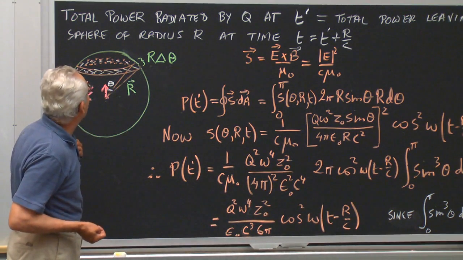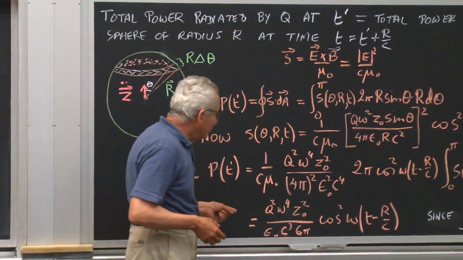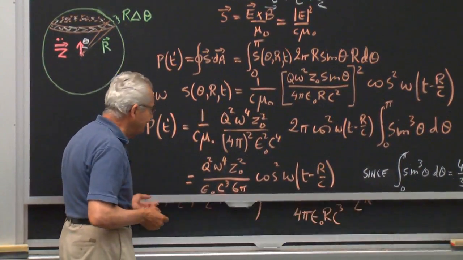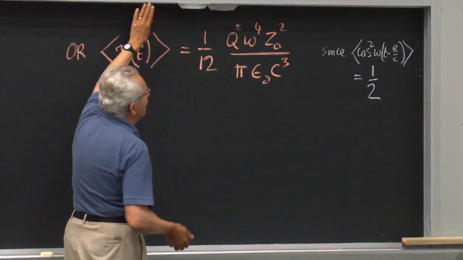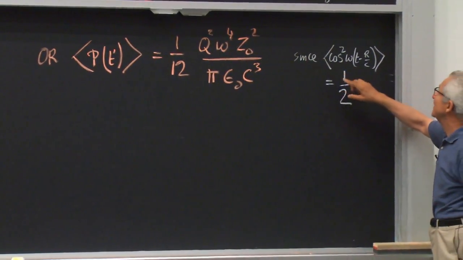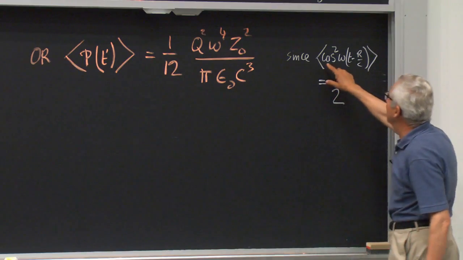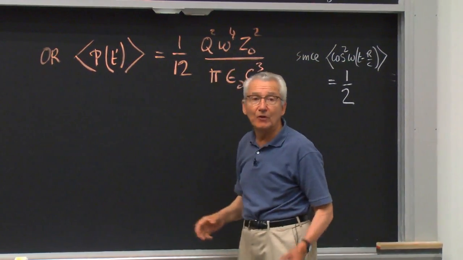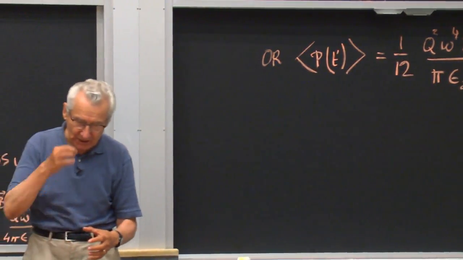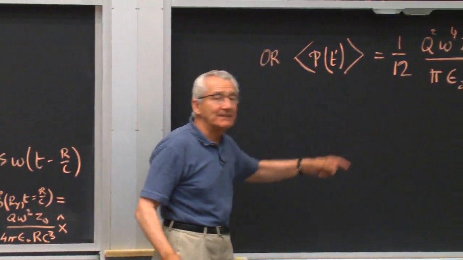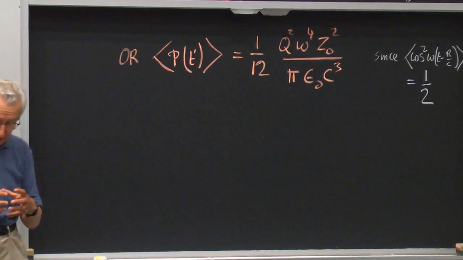In the actual question, it asked for the time average that's radiated outwards. So we want to know the time average of this, and that is here. You know that the time average of cosine squared of some function of t is 1/2. So finally we get that the time average power leaving this oscillating charge is given by this formula. It's actually a famous formula. It's called the Larmor formula.